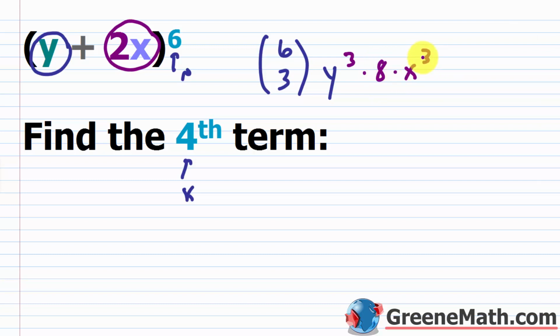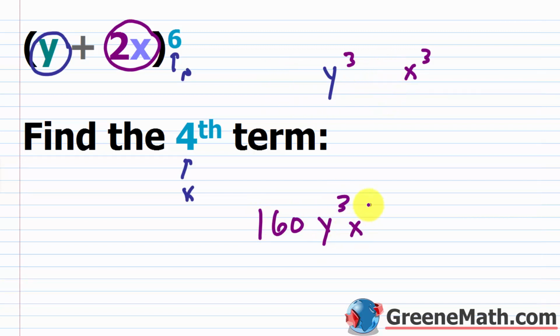So let's do 6 choose 3 real quick. And that is going to give us 20. So this is 20. And so what we would say is 20 times 8 is 160. So I can write this and say this is 160. Let me just erase this as I go. Times y cubed x cubed. So that would be your fourth term when we expand this.